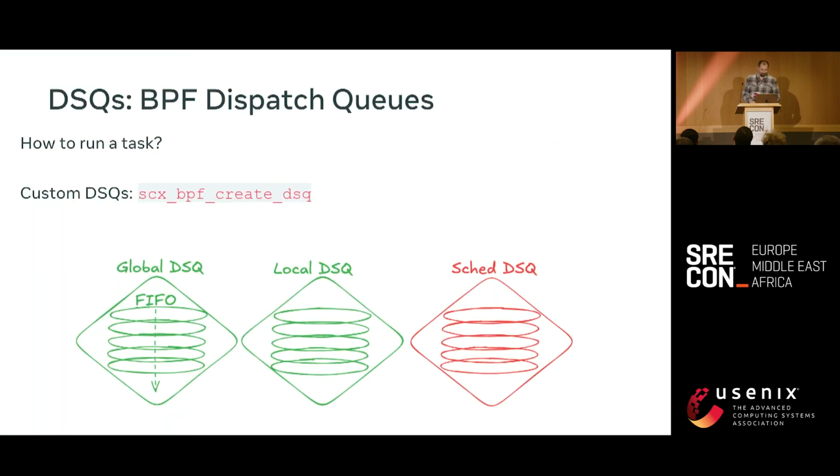Okay. There's one more thing that I didn't cover that we need to know, which is how do you actually run a task with your scheduler? And we use these things called DSQs, or dispatch queues. There's one global DSQ, which is a FIFO DSQ, and there are CPU local DSQs. But you can also create your own scheduler-specific DSQs using scx_bpf_create_dsq. And once again, that's a kfunc that's creating your DSQ. Besides FIFO, you can also use priority queues as well, but you can't have a DSQ be both at the same time.